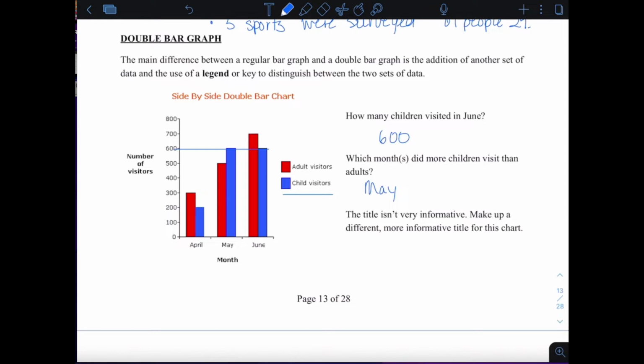The title is not very informative. Make up a different, more informative title for this chart. So maybe I could leave this up to you. We can make this up. Let's say a number of visitors at the zoo. Number of visitors at the zoo. And then based on what's given to me, I can see that it's separated into adult visitors and child visitors, maybe because the ticket prices are different.